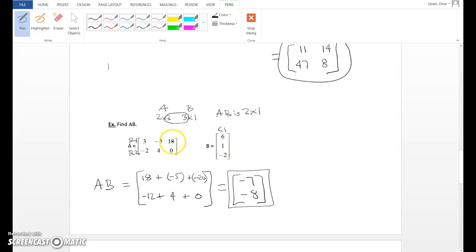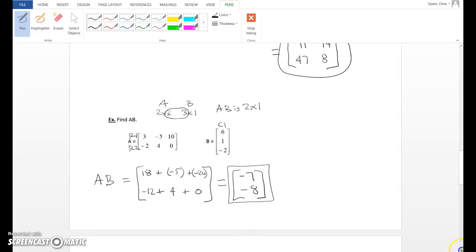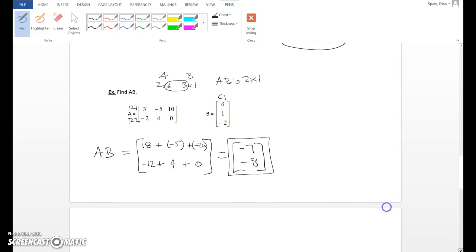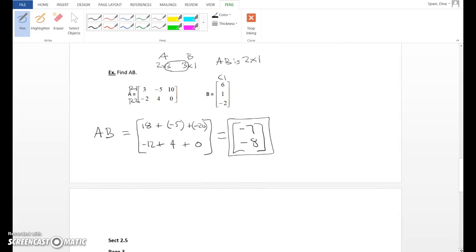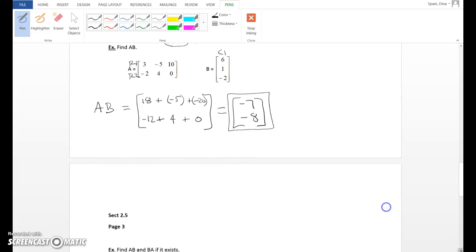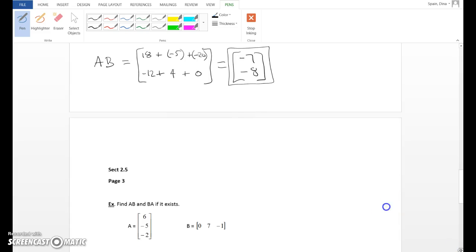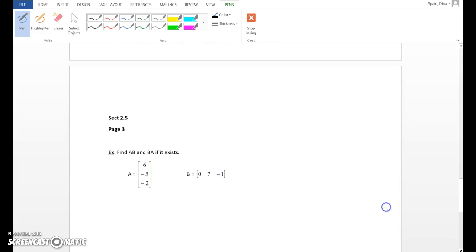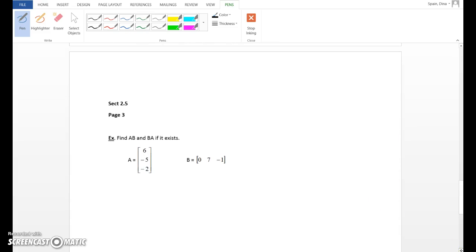Alright, yeah, they gave us the A and they gave us the B, so we had to find AB doing those dot products. Let's try one more. We're actually going to have a different A and a different B, and we're going to find both AB and we're going to find BA. Alright, here's the last example. I need some space for this.